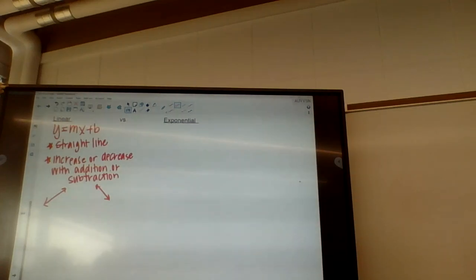Now our exponential equation we're going to talk about, the way this is going to look, we still use y and x, but instead of an m and b, we're going to use an a and a b. So this is typically what an exponential equation can look like. It has some variations it can have, but for the most part. But the way this graph is going to look, it's going to look almost like a strange looking J. So this would be exponential growth.